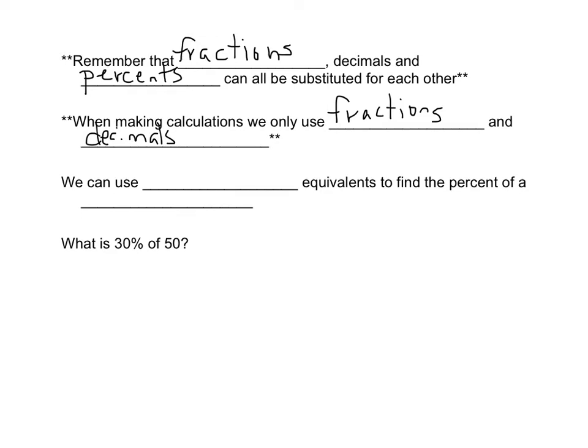We can use percent equivalence to find the percent of a number. Okay? So for example, if I'm looking for 30% of 50, I can either change 30% to a fraction or a decimal. What we're looking at here is that of. That of is always going to mean multiplication.